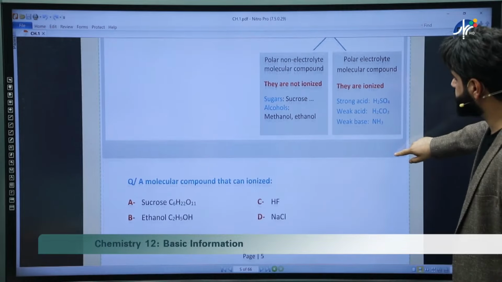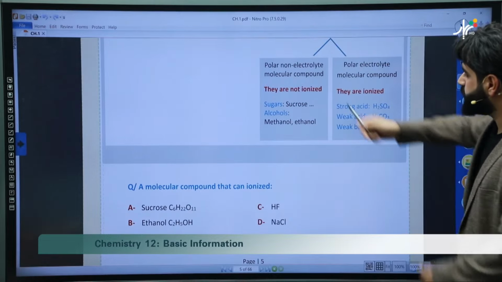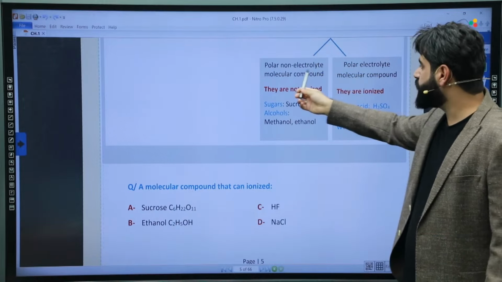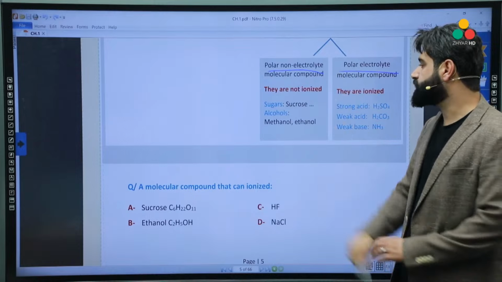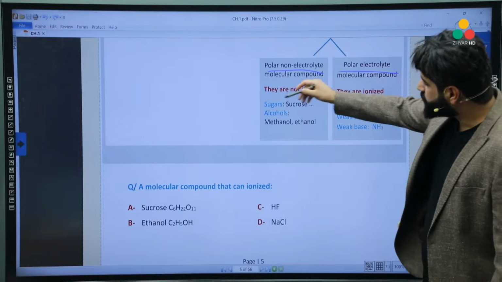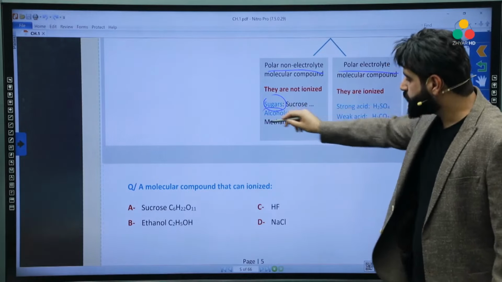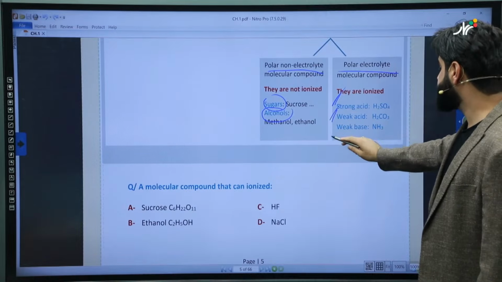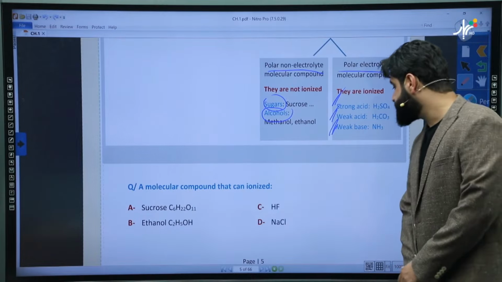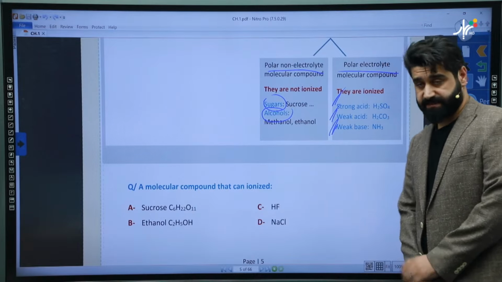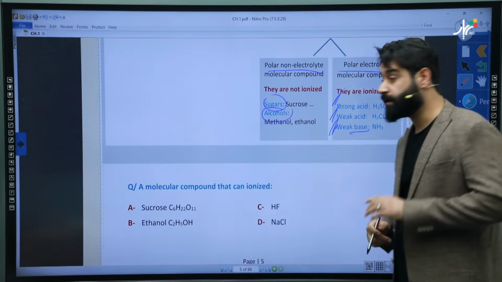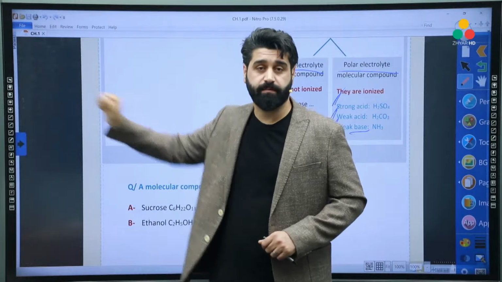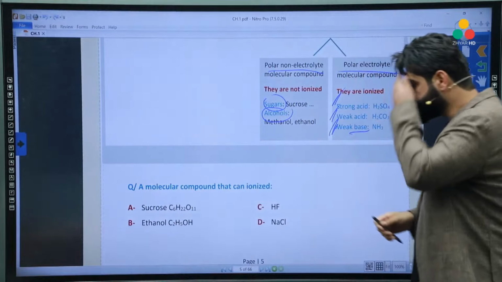Let's continue. For polar, we have polar non-electrolytes and polar electrolytes. Polar non-electrolytes are such as sugars and alcohols. Polar electrolytes are such as strong acids, weak acids, and weak bases. What about strong bases? Do you remember? We have them right here as ionic compounds. So don't get confused again, please.